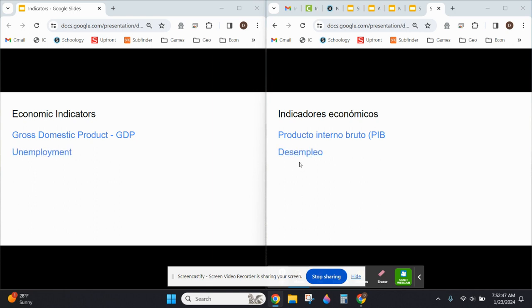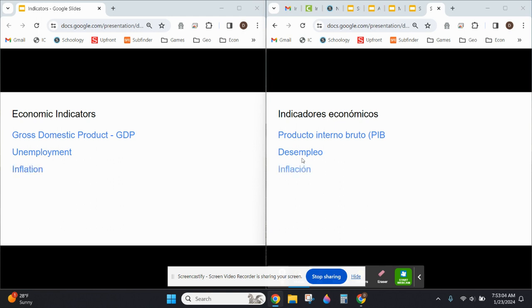Next, we have unemployment. This is going to be a percentage of people who are trying to get a job who can't get one. And so it's a look at how hard it is to get a job. And this is a number that obviously you want low.